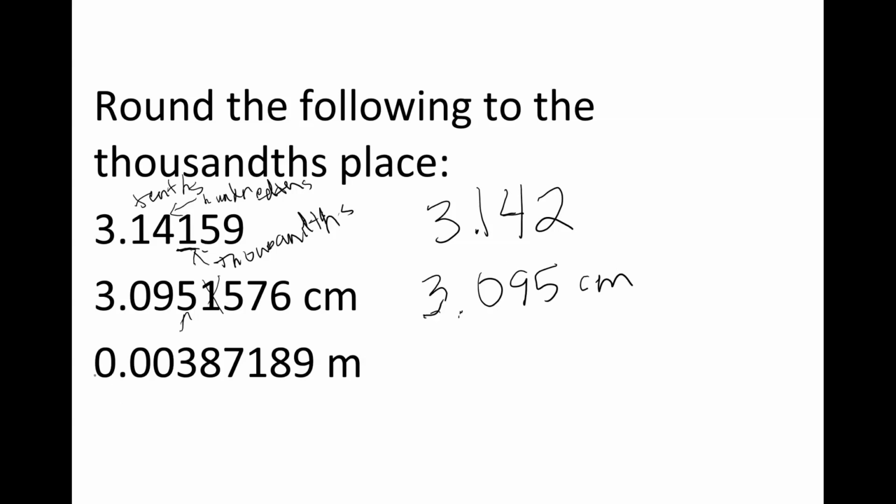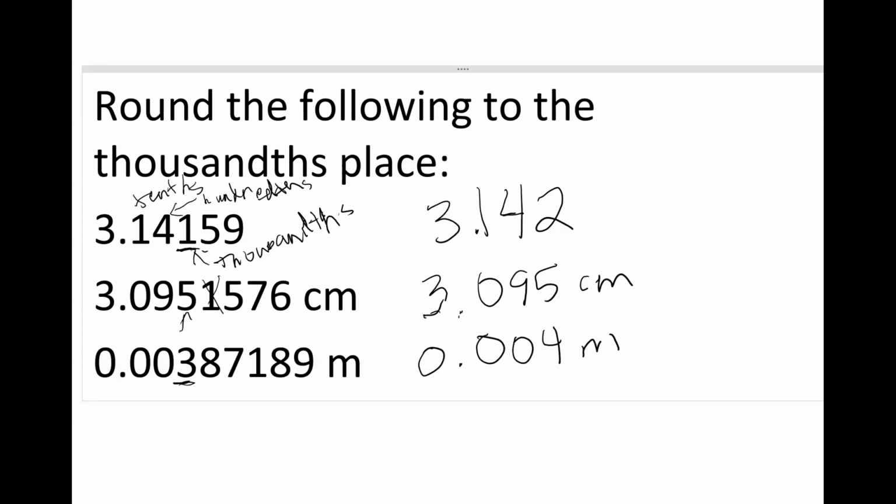On this last one, 0.00387189 meters. Our last digit is going to be our thousandths place, so remember tenths, hundredths, thousandths. The next digit here is an 8, so we're going to round that 3 up to 4. 0.004 meters.